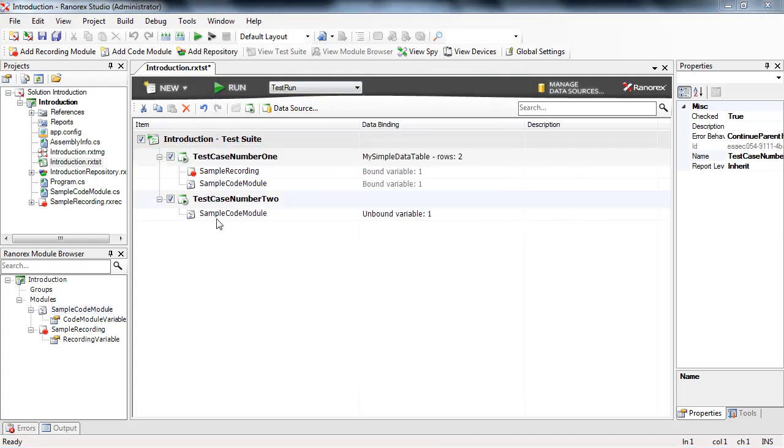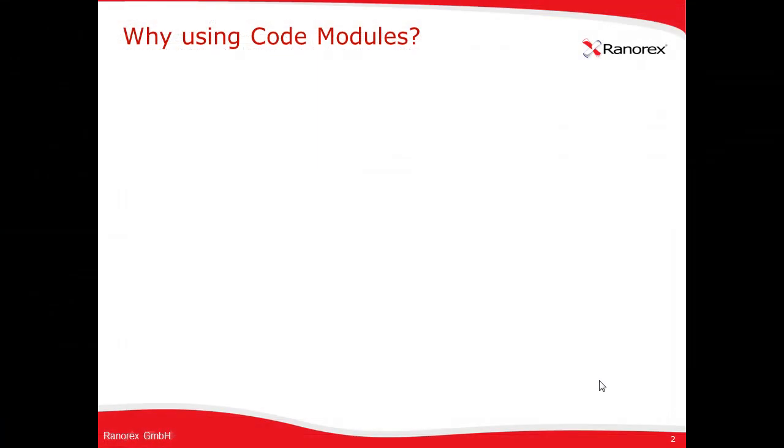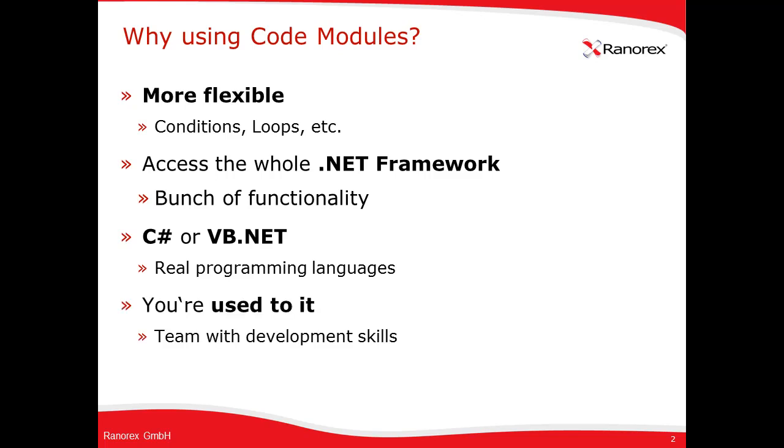But let's start at the very beginning. Why should someone use a code module? So what's the benefit of using Ranorex code modules? First of all, you're much more flexible because you can use conditions or loops, for example. Next to that, you can access a bunch of functionality because you have access to the whole .NET framework. You can work with real programming languages, namely C# and Visual Basic .NET, and finally, maybe you're used to code and you have development skills in your team.